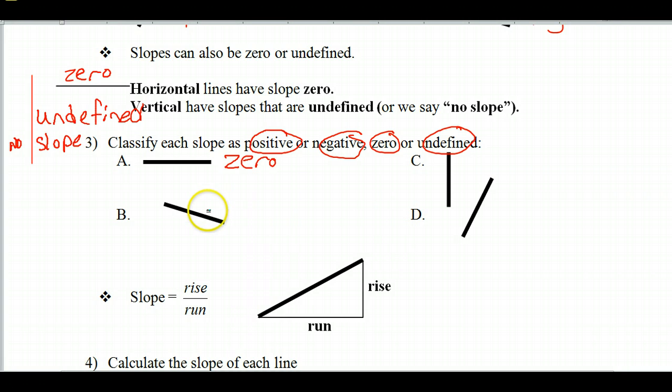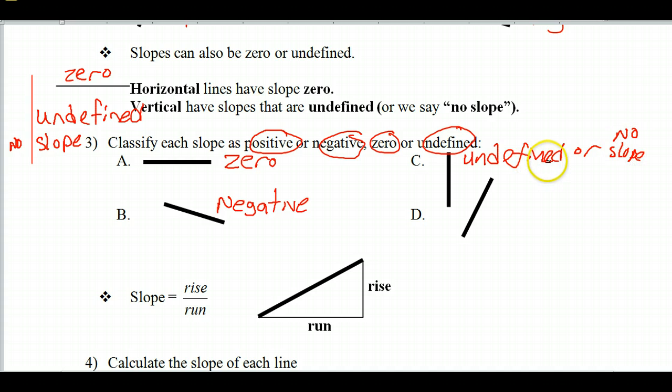Everybody say it out loud right now. Negative. B is negative because it's downhill from left to right. All right, what about C, everybody? Vertical. No slope. For C, because I'm asking about the slope, you can either say undefined or you can say no slope. If I ask you about the slope and you say vertical, that's wrong. Vertical is not a slope. You have to tell me that this vertical line has a slope that's undefined or no slope. And what about D?